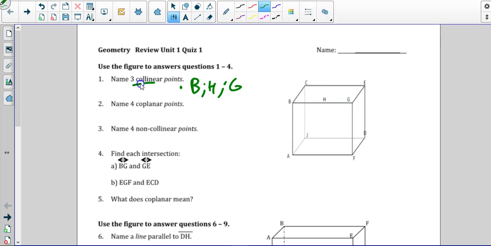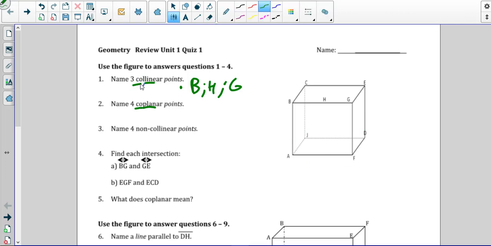Separate them, please. Name 4 coplanar. Once again, co means with, on the same plane. So this is pretty easy. You can use pretty much any of the sides. So if you wanted to name, there's going to be multiple answers here. If you wanted to name, say, the bottom, then you could use D, A, J, and E.